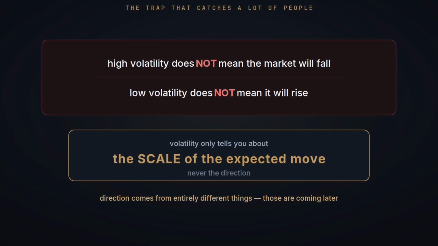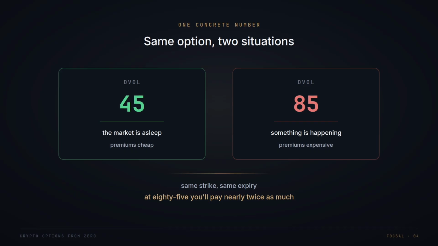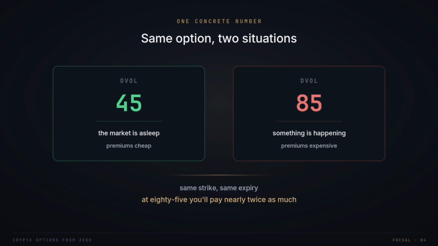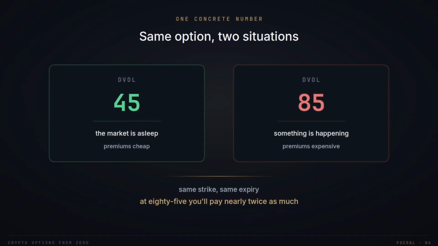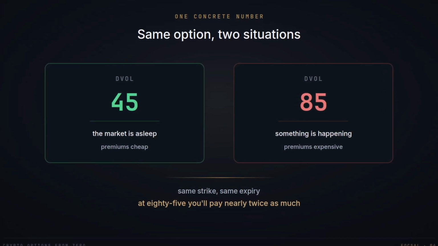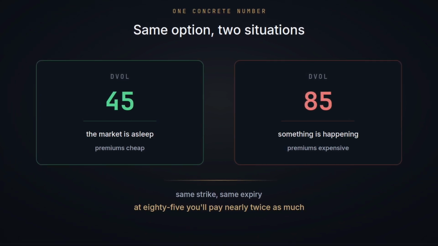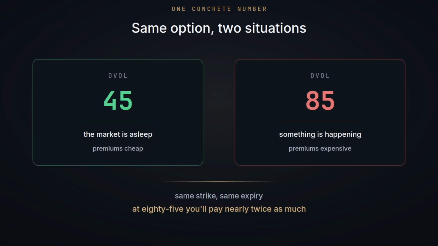One concrete number to close. DVOL at 45. Premiums are cheap. The market is asleep. DVOL at 85. Premiums are expensive, something is happening or about to. Same option, same strike, same expiry. At 85, you'll pay nearly twice as much for it.